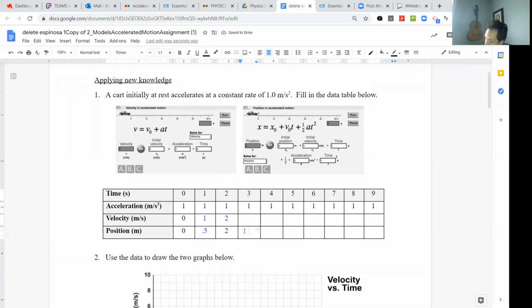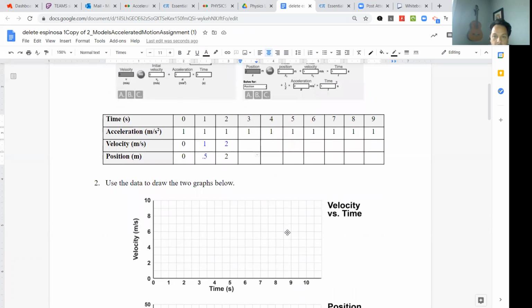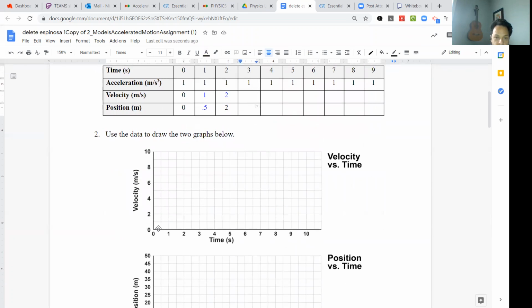So, this says I'm wrong. Initial velocity is 0, so acceleration times time should be 1, not 2. So I'll have to check that. All right, so this looks good. So then you're going to start graphing these things.